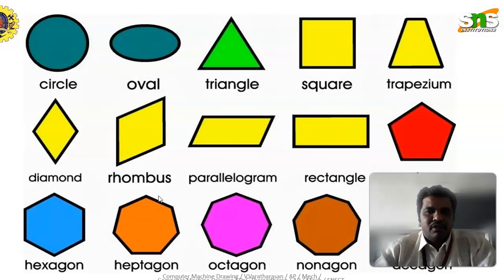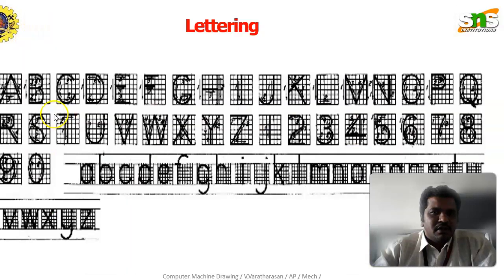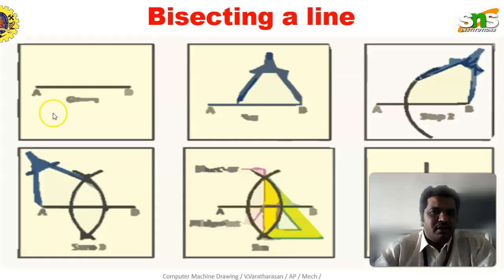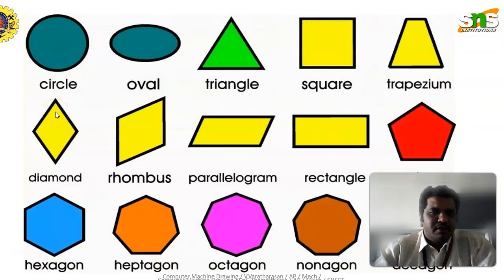The next ones are the circle, oval, triangle, square, trapezium, diamond, rhombus, parallelogram, rectangle, pentagon, hexagon, heptagon, octagon, nonagon, decagon. These are different types of shapes, and after the lettering, if you are given these parts, surfaces and planes, we want to draw each and every plane in a proper format. If you are going to draw the circle, there is a certain method and procedure, and the same for the hexagon and pentagon.